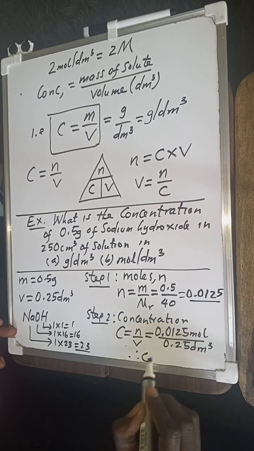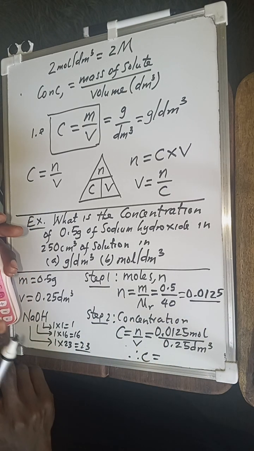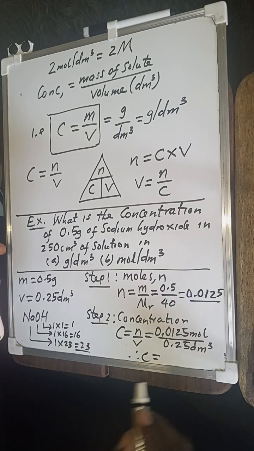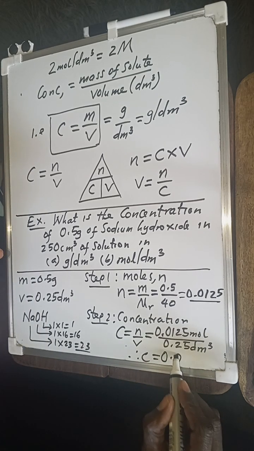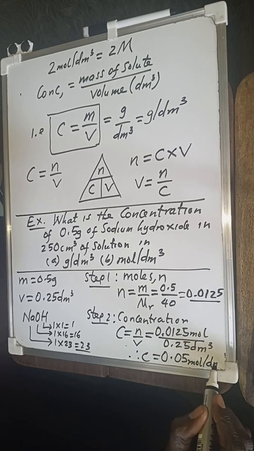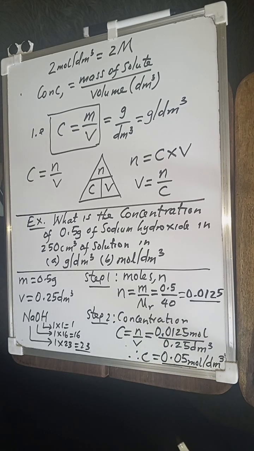So therefore, when you calculate that, 0.0125 divided by 0.25, it is giving me 0.05. This is mole per cubic decimeter. So that's the concentration that I wanted you to get.